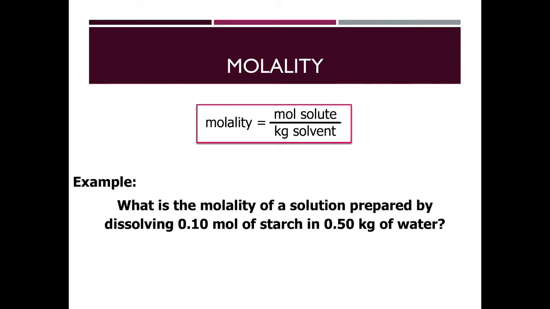Our example problem here is, what is the molality of a solution prepared by dissolving 0.1 moles of starch in 0.5 kilograms of water? This is a really straightforward example. The moles of our solute, our starch, will go on the top, and our water, our solvent, will go on the bottom. Most times water is our solvent. So we would just divide those: moles of solute over kilograms of solvent, and we would get our molality. And again, most times we would write this and then put what the solute is. So 0.20 mole starch, which I know is a little bit strange to say.